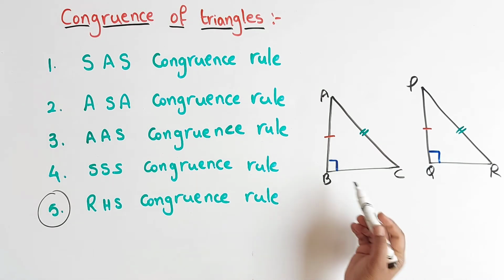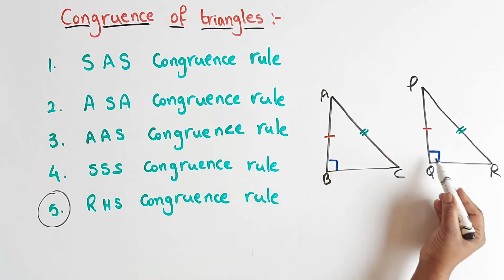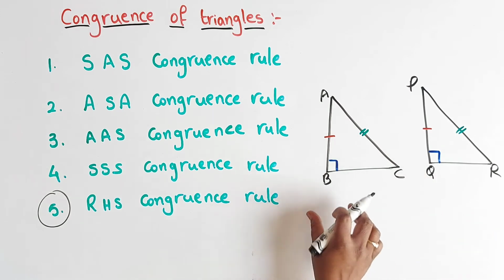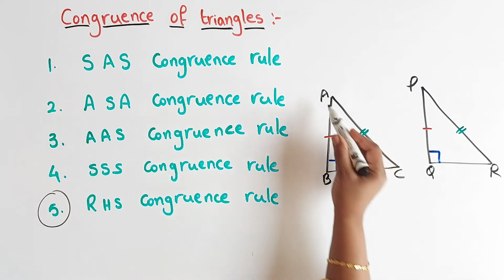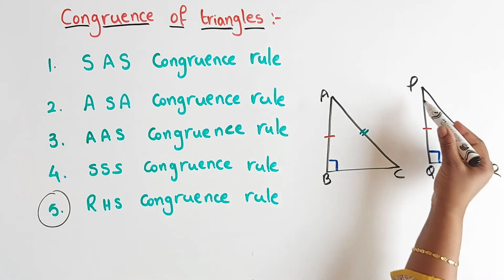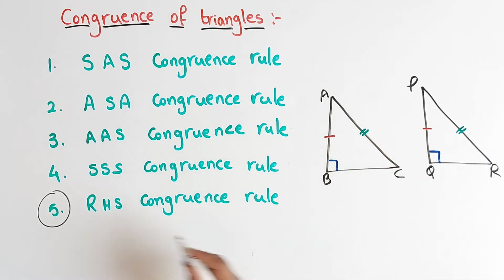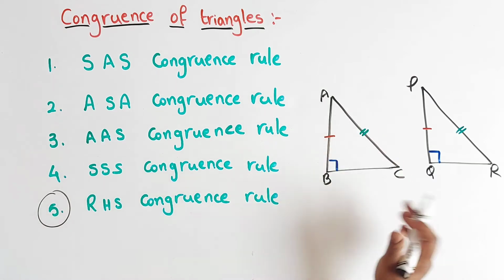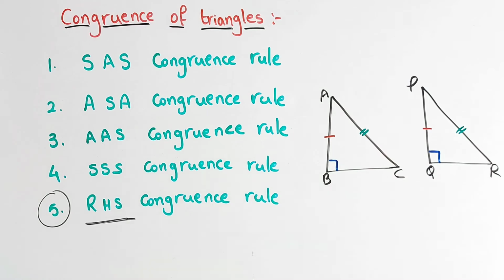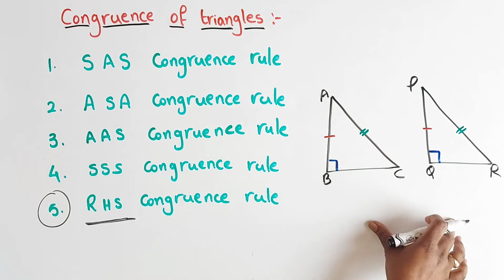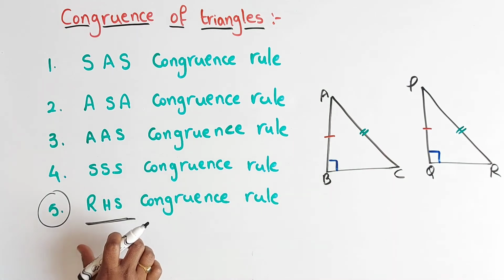See, children, here angle B is right angle, Q is right angle. That means angle B equal to angle Q. Both are 90 degrees. And hypotenuse, see here AC is equal to hypotenuse PR, right? And side, any side, AB or BC. Check. Here AB is equal to PQ. That means these triangles are said to be congruent as per RHS congruence rule.